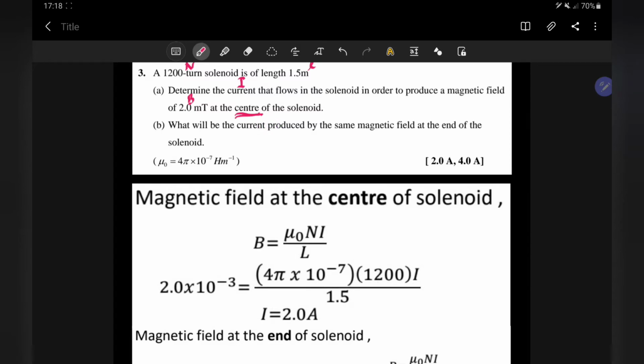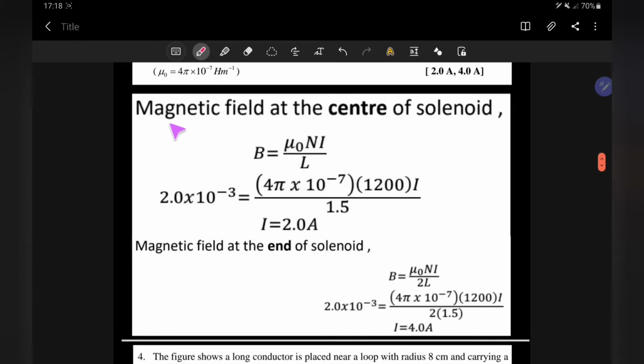Because we know that for any solenoid, we have two different values of B, isn't it? One at the center of the solenoid, and another at the end of the solenoid. For the second question B, they ask you to find the current produced by the same magnetic field at the end of the solenoid. So the equations are different. So how is it? As we know, the magnetic field at the center for any solenoid is B equals mu naught N I over L. This N represents the number of turns, this is the length of the solenoid, and this is the current we need to find. Mu naught is just a constant, and B was given already before, isn't it? 2 exponent -3, so you will get the current, which equals 2 ampere.